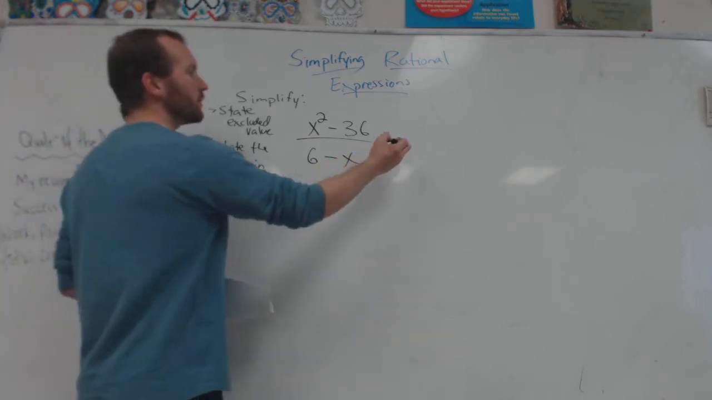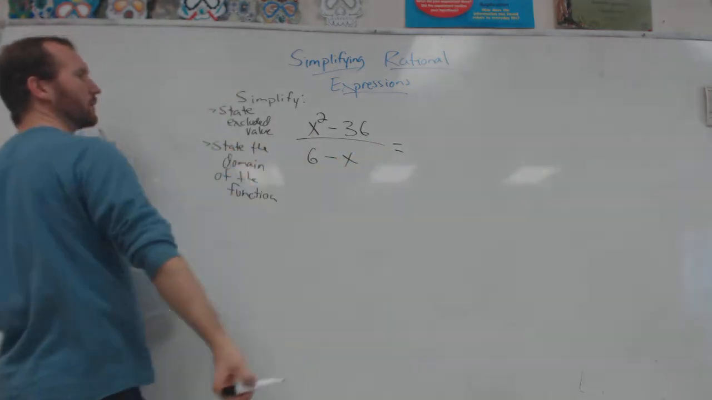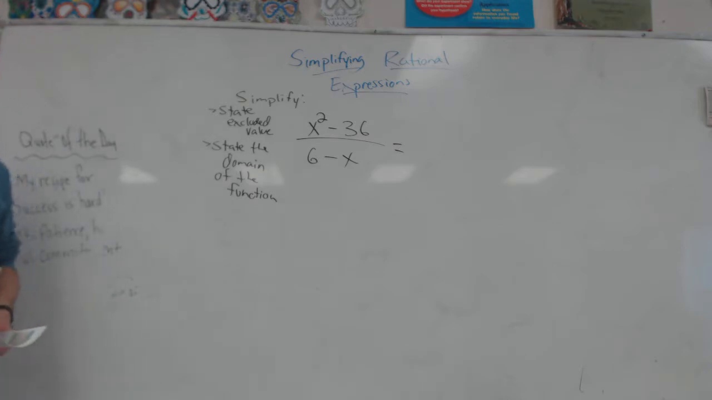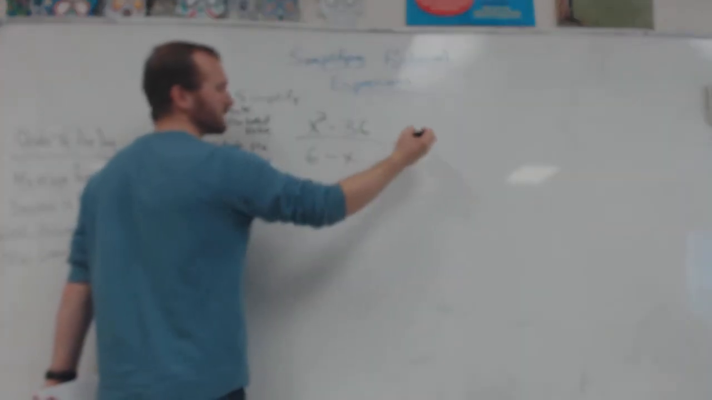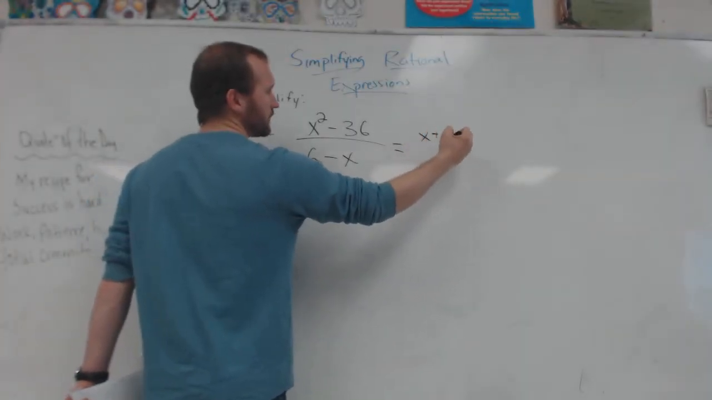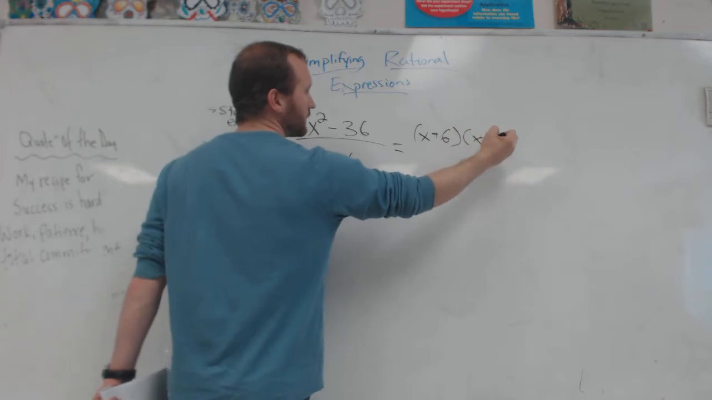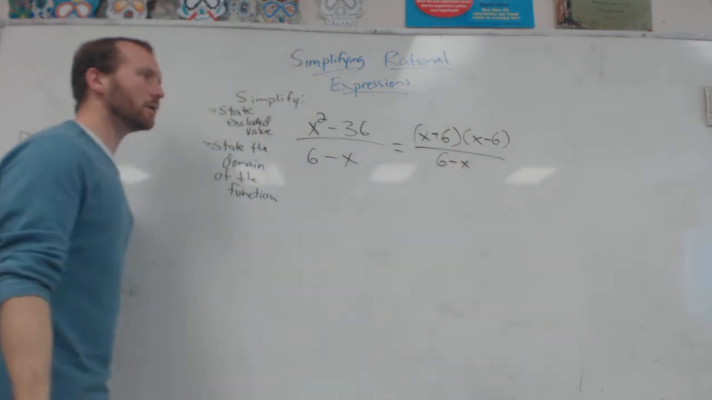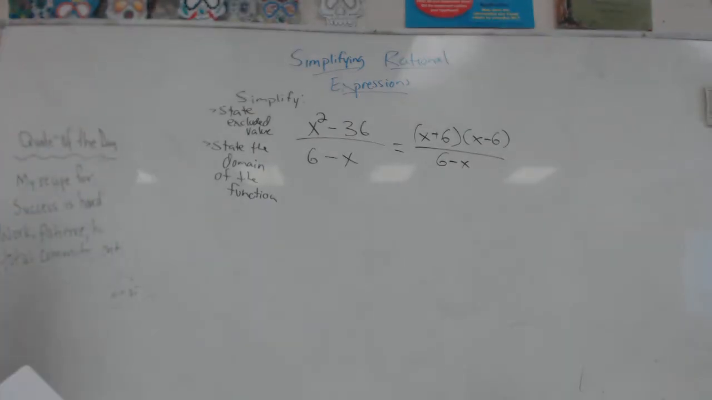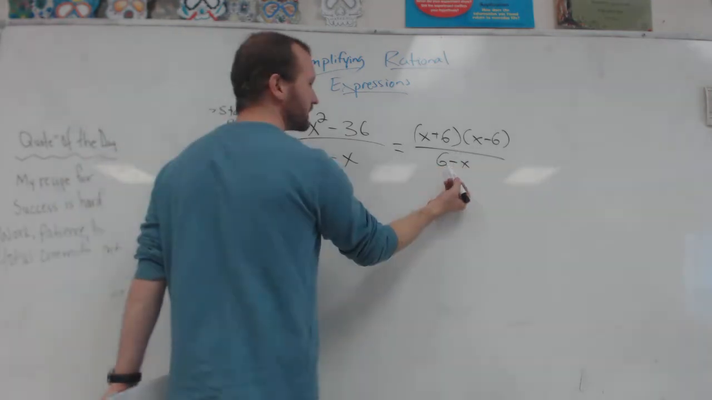Okay, so we're going to simplify this. Remember, we can't just go canceling 6's and canceling x's. We have to cancel an entire factor. So let's factor the top. X squared minus 36 is the same thing as x plus 6 x minus 6 over 6 minus x. Uh-oh. There's nothing we can factor or cancel. Because we have x minus 6 and we have 6 minus x.